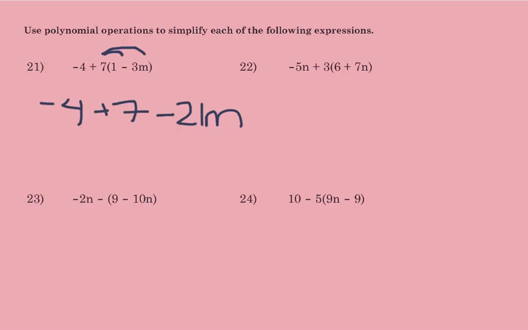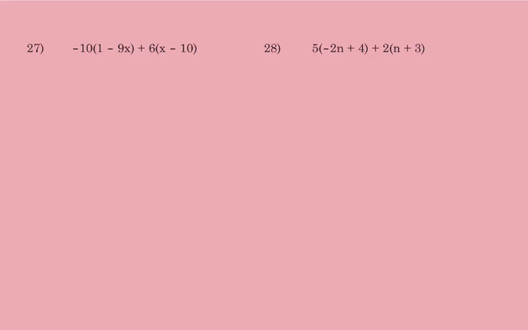Now, can I combine anything? Well, I don't see any other m's, but I do notice that these are just numbers. Let's put those together. What's negative 4 plus 7? And then keep your m. Okay? So that looks like what you will do on these next few. Distribute first, then combine your like terms. On these last two, again, they're just a challenge. Distribute for both of these first, and then combine your like terms.